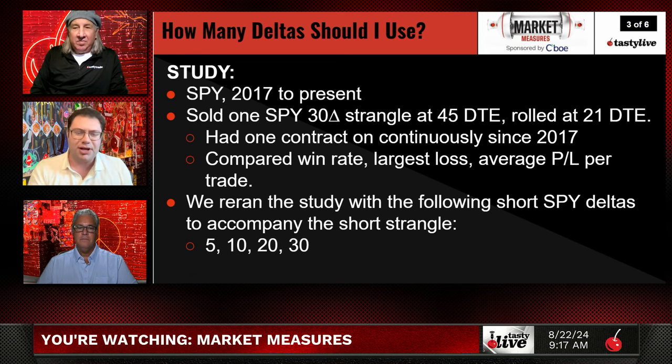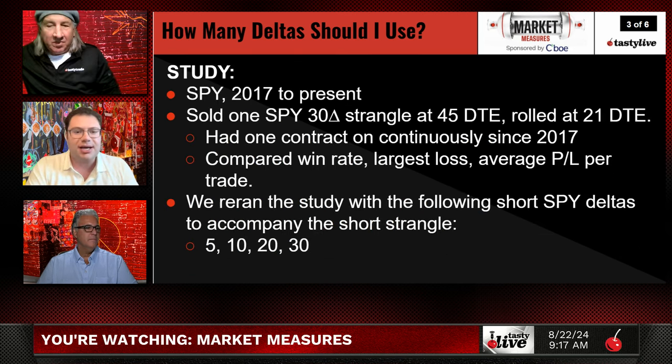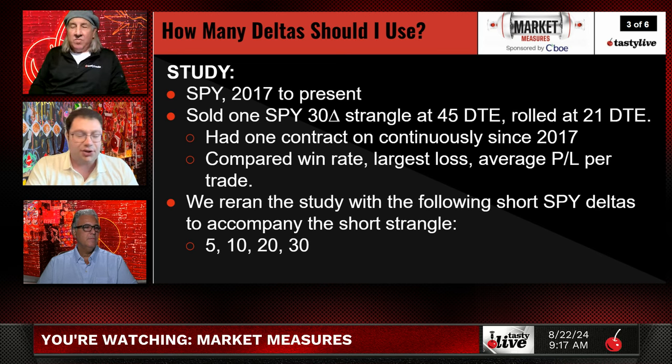Okay. Especially for people who are starting out. We're going to look at 2017. The premise: sold one SPY 30 delta strangle, 45 days. We rolled it at 21 days, and we did this consistently. We compared the average win rate, largest loss, and average P&L, and we reran the study with the following short SPY deltas added to the trade: 5, 10, 20, and 30.